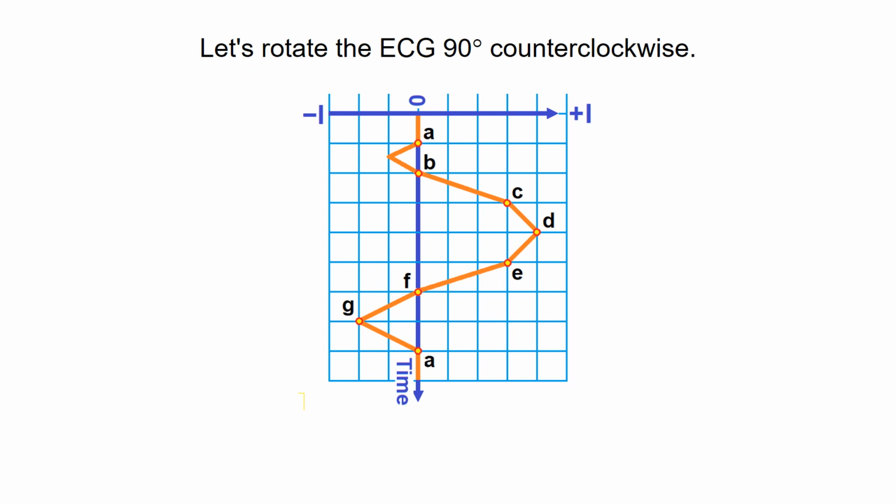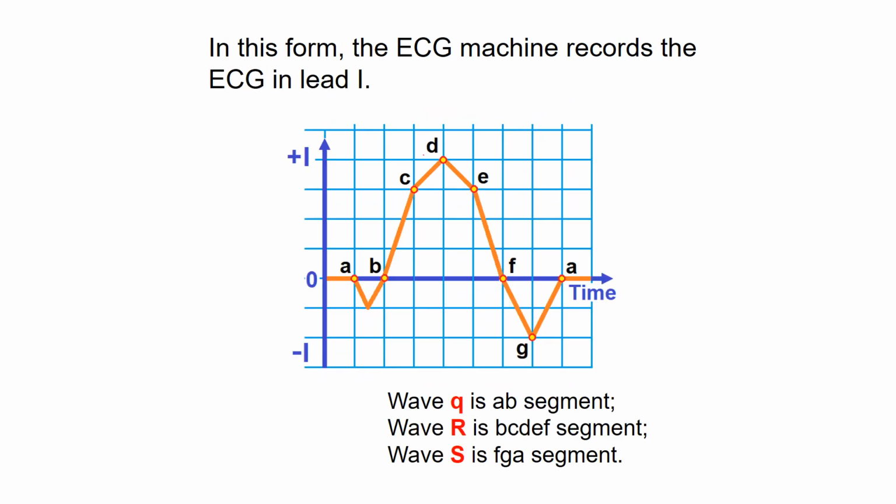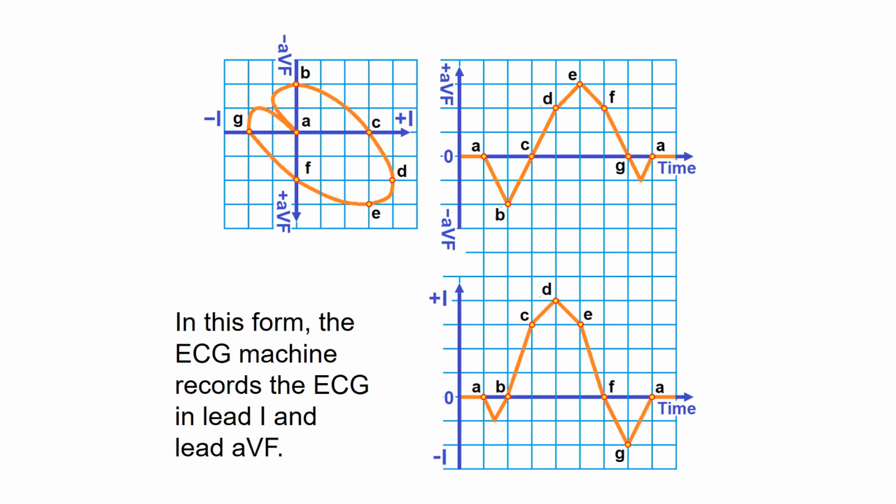Let's rotate the ECG 90 degrees counterclockwise. In this form, the ECG machine records the ECG in lead 1. Wave Q is the AB segment. Wave R is the BCDEF segment. Wave S is the FGA segment. In this form, the ECG machine records the ECG in lead 1 and lead AVF.